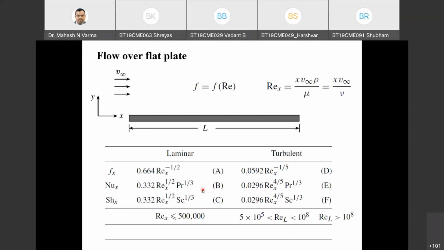So this is the local value of Nusselt number. I can get the local value of Nusselt number and local value of Sherwood number for laminar flow and turbulent flow. Reynolds number should be less than 500,000 for laminar, and this will be for Reynolds number greater than 500,000. From 500,000 to 10 raised to 8 it is called transient, and greater than 10 raised to 8 it is called turbulent. And some more limitations will come into the picture.